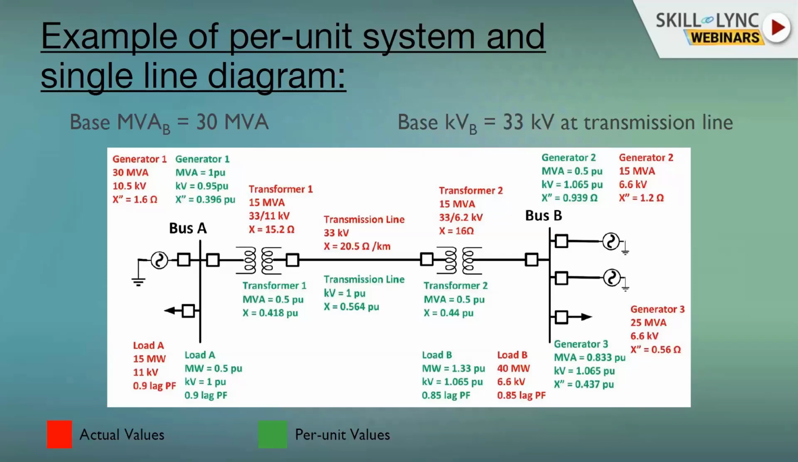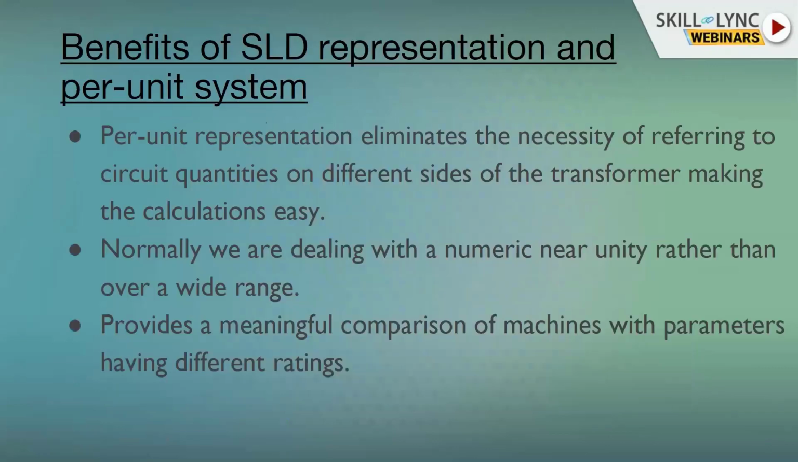But if we talk about the per unit system, all the voltage levels are in the same range, and the chances of error are significantly reduced in the power system studies. So now the benefits, again, as I have already told: the per unit representation eliminates the necessity of referring the circuit quantities to the different sides of the transformer, which makes the calculation easy.